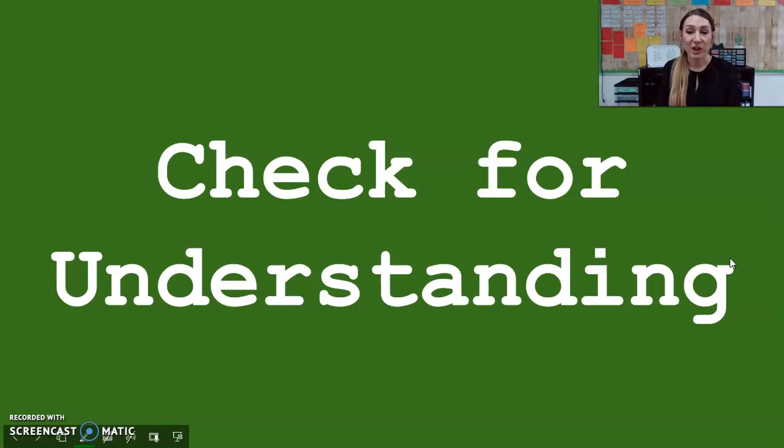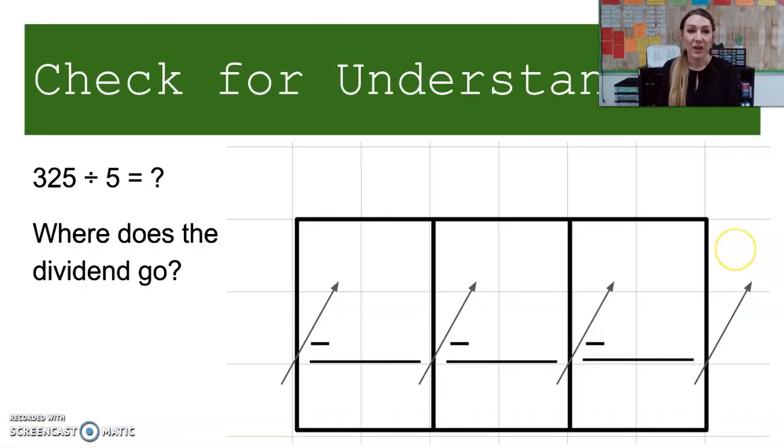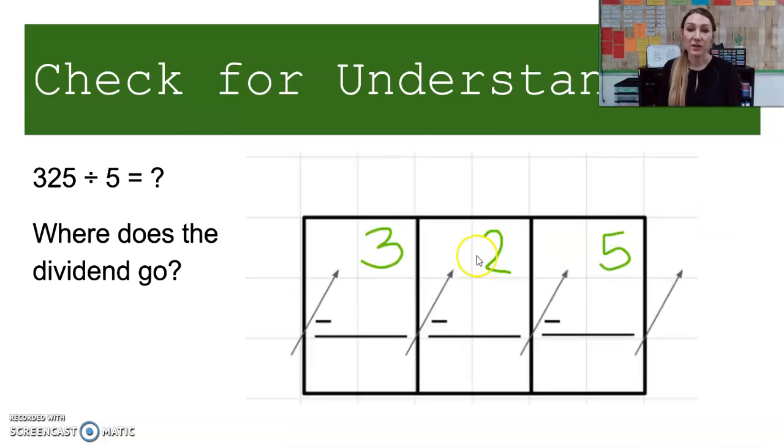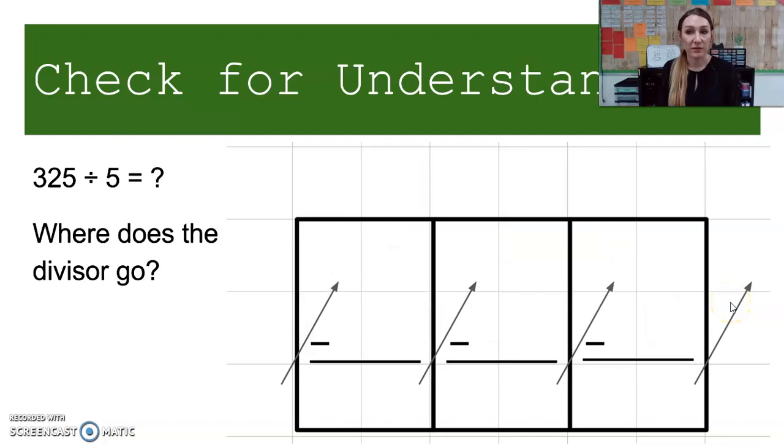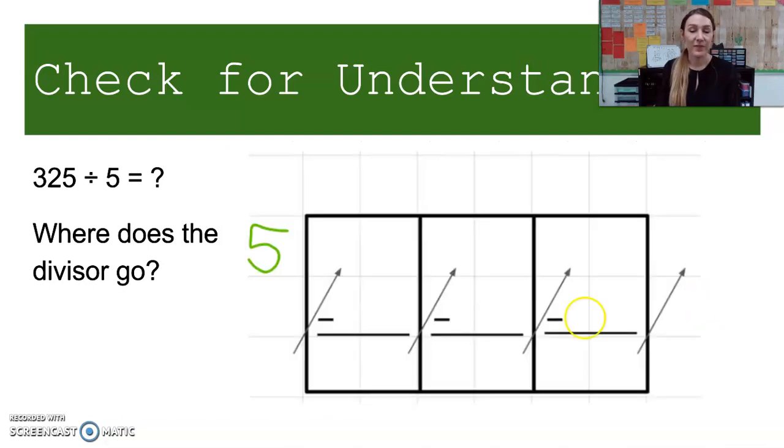All right, let's do a quick check for understanding. 325 divided by 5, where does my dividend go in the grid method? Go ahead and pause if you need to formulate an answer. So my dividend is going to go inside the boxes, starting with my largest place value. So 3 is in the hundreds place, 2 is in the tens place, 5 is in the ones place. Where does the divisor go when setting up my grid method? It's going to go on the outside of the box to the left.